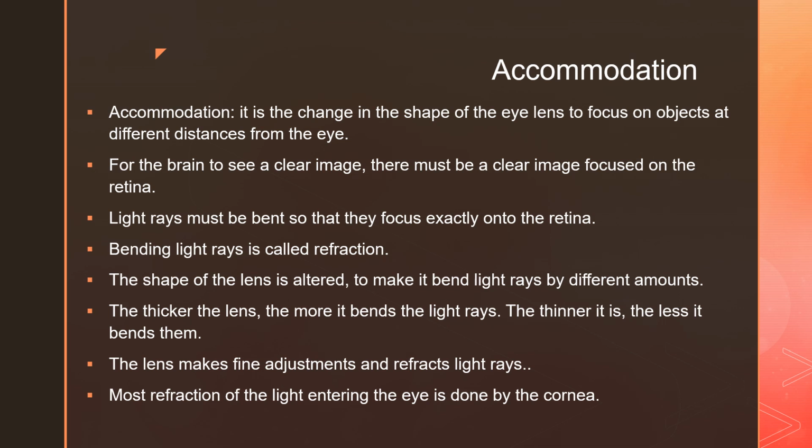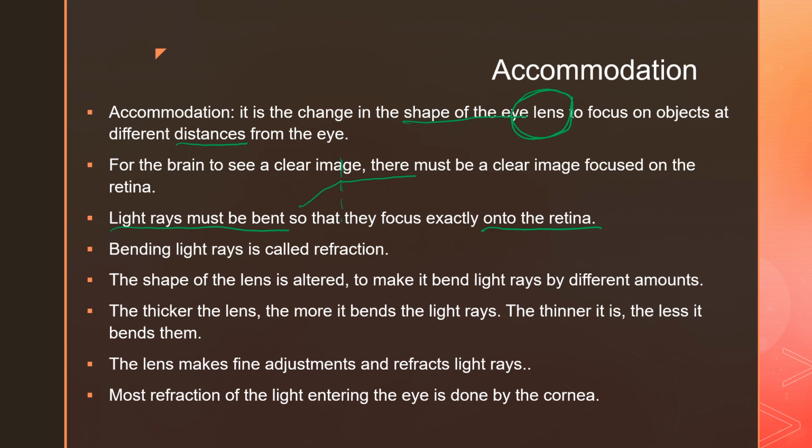Then we have accommodation. Accommodation is the change in the shape of the eye lens. That's really important. Change in the shape of the eye lens to focus on objects at different distances from the eye. For the brain to see a clear image, there must be a clear image focused on the retina. Light rays must be bent so that they focus exactly onto the retina. And being a science student and someone who does physics, you must know that when light rays are bent, it's refraction.